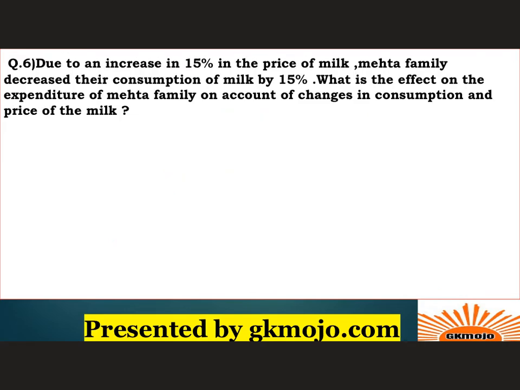Due to an increase of 15% in the price of milk, the Mehta family decreased their consumption of milk by 15%. Because the price is increased by 15%, there is one family, the Mehta family, who decreased their consumption by 15%. What is the effect on the expenditure of the Mehta family on account of the change in consumption and the price of milk? There are various methods to solve this question. Some people might use: let the initial expenditure be 100, then the 15% price increases and all that stuff. But I would just give you a simple formula to do this.